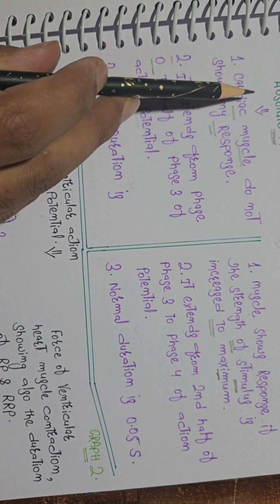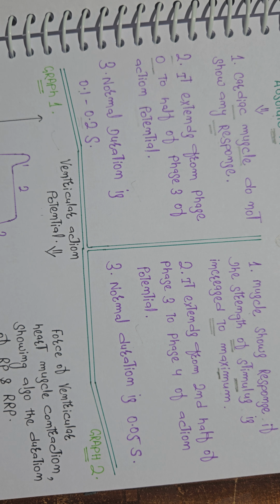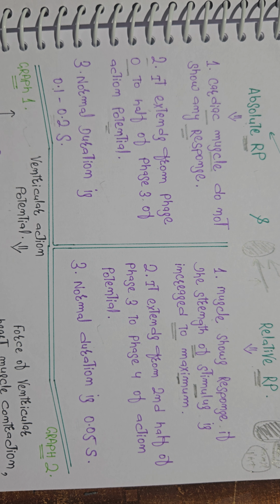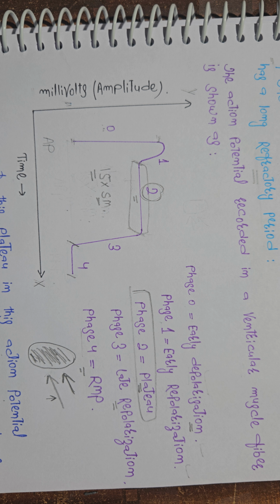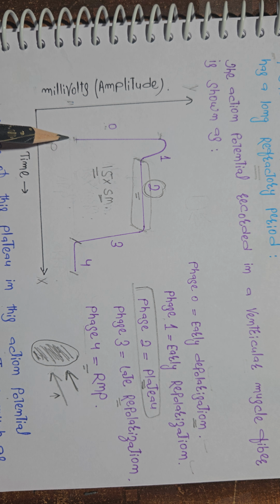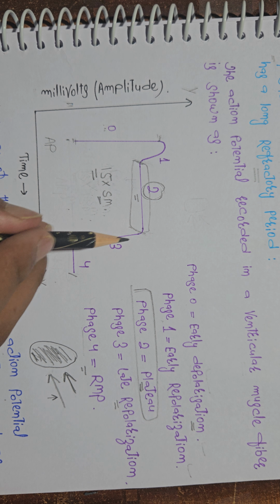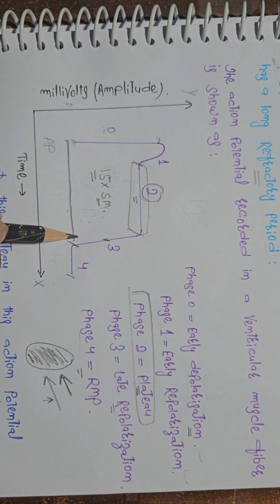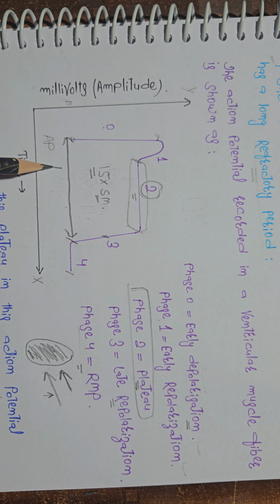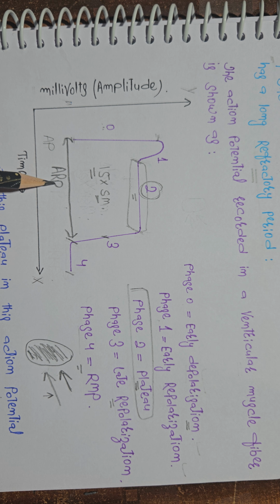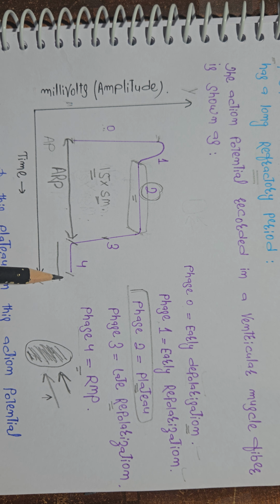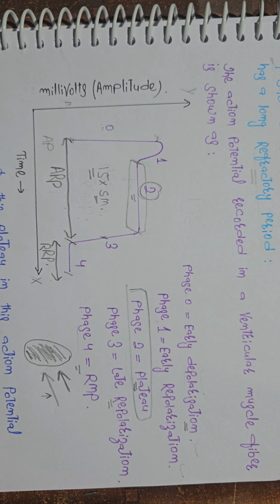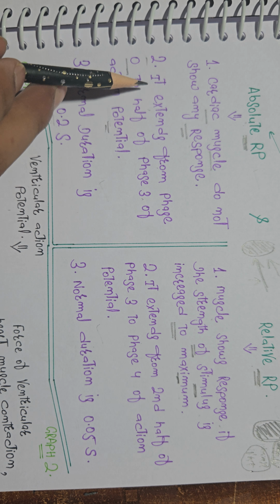Clear? Now another point, the absolute refractory period extends from phase 0 to half of phase 3 of the action potential. Clearly, this right here is the action potential. This is phase 3, and this right here is the half of phase 3. So from here to here is the time period of the absolute refractory period. And from half of phase 3 to phase 4 is the time period of the relative refractory period. Clearly, that's what I have written here.